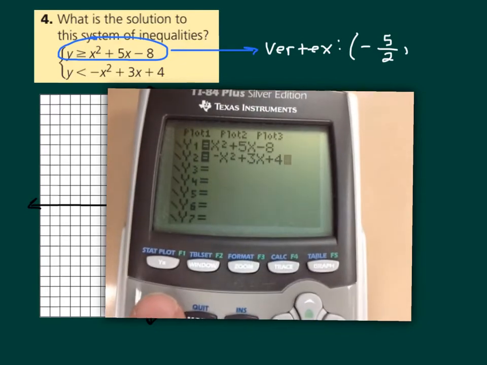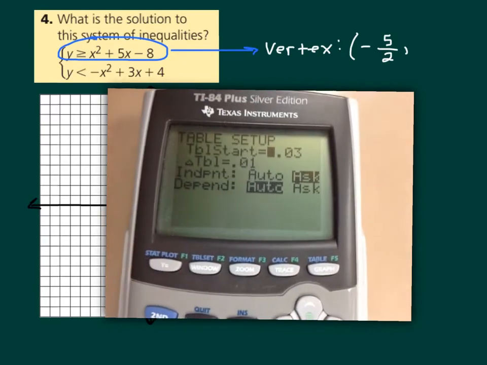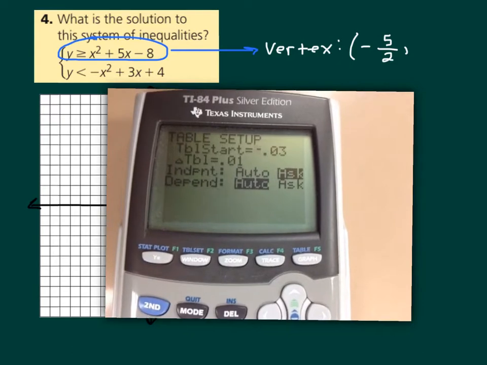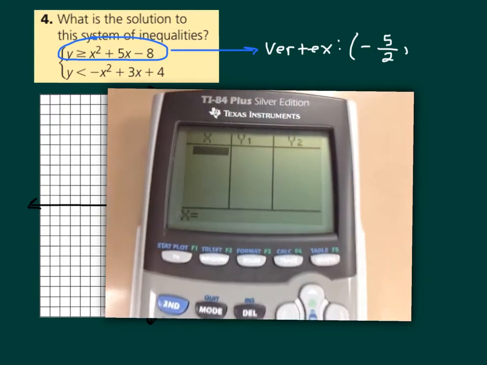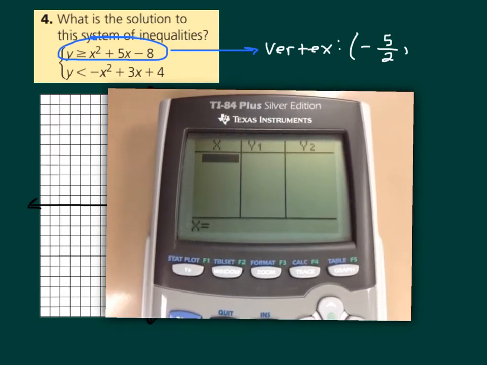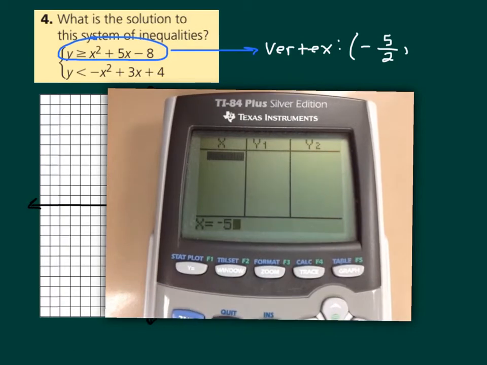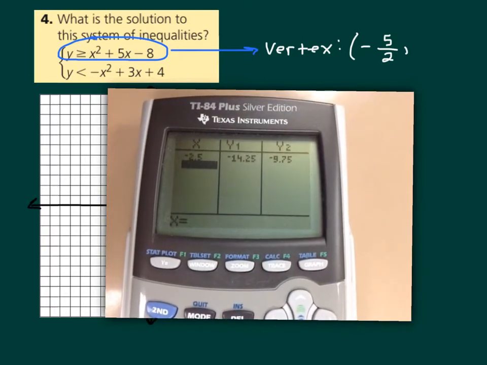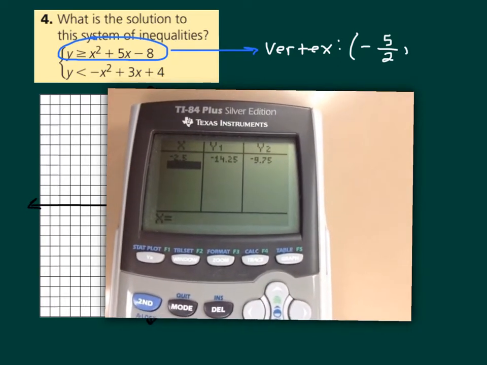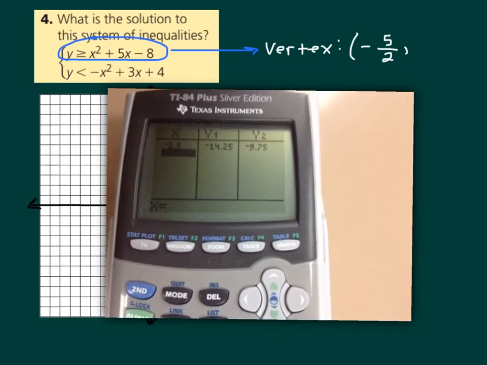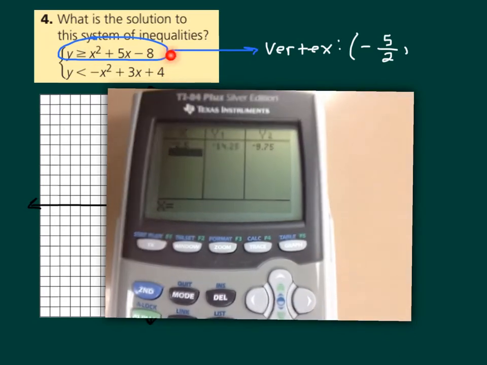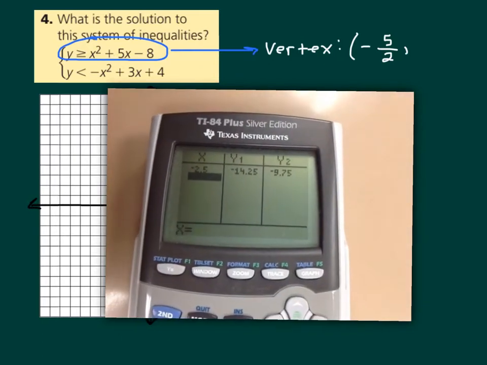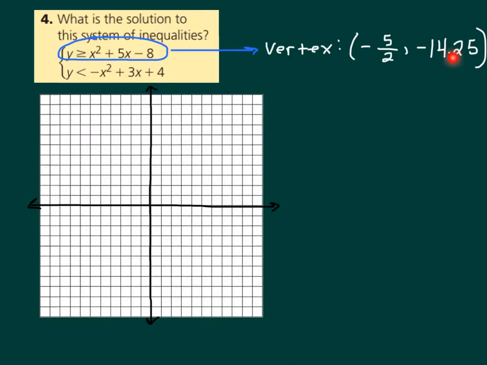Go to table set, second window. Just make sure that your independent variable is set to ask. Then go to table. It's only going to give us x values we ask for: negative 5 halves. It gives us two y values. Why does it give us two y values? Because we put in two equations in y equals. We put in a y1, we put in a y2. Which one are we concerned with? y1, because that's the one we're dealing with right now. So if we plug in negative 5 halves, we get out negative 14.25. So we found that the y part is negative 14.25.